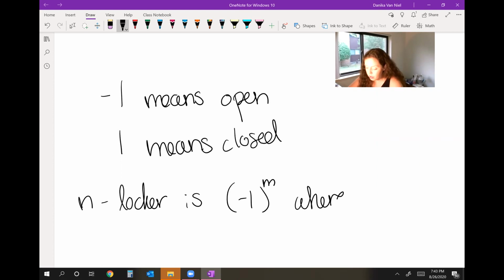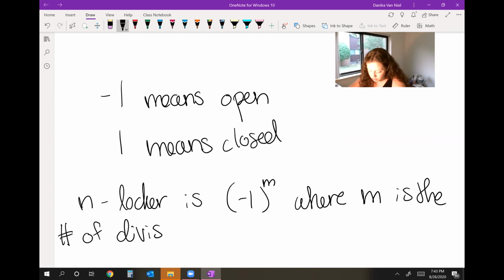Where m is the number of divisors of n, okay? And so let's double check our equation on what we've already figured out. So 1 only has one divisor. So -1 to the 1, that's -1. So that means it's open. Yep, that's what we got.